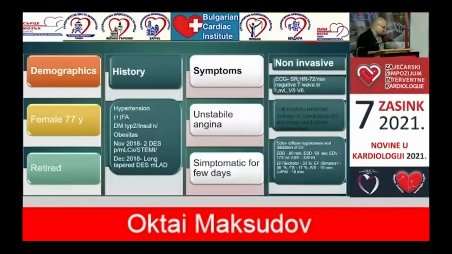It's a case about a 77-year-old lady, retired. She presented at our hospital with unstable angina. She was symptomatic for a few days at the date of admission. From her history of illness, she was hypertensive and has a positive family anamnesis of coronary artery disease. Due to posterior inferior STEMI, she got 2 stents in the circumflex artery in November 2018, and 1 month later a long tapered stent was implanted in the mid part of the LAD. She was diabetic and a highly obese patient. From non-invasive methods, there were only negative T waves in anterolateral leads. Laboratory was absolutely within reference values, and from echo she had diffuse hypokinesia and dilatation of the left ventricle.